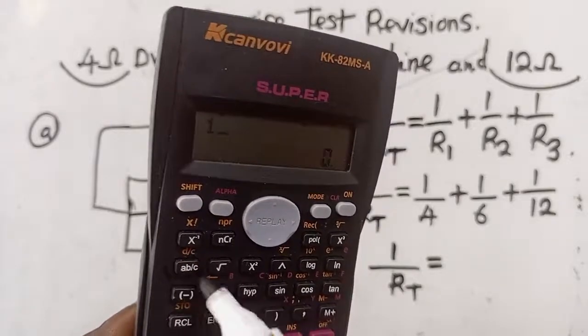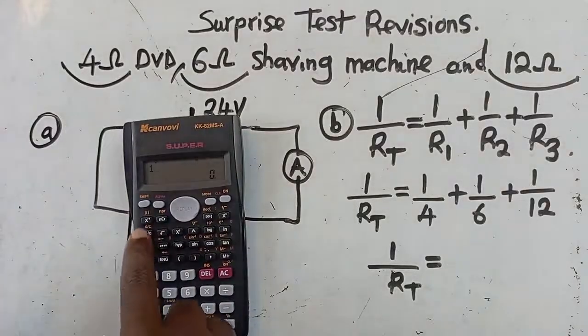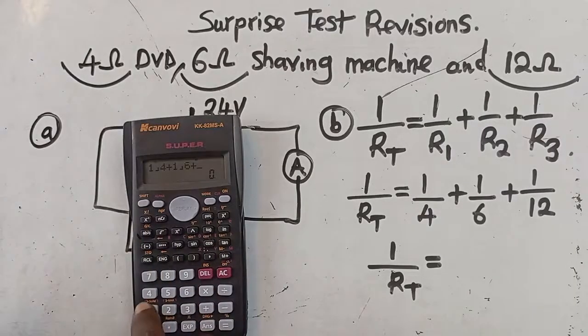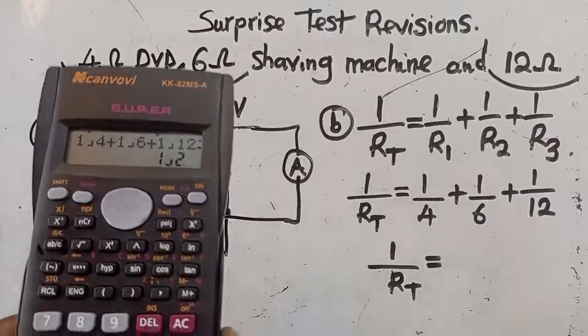This one that is here. So what I'm going to do, I say 1 over what? 1 over 4 plus 1 over 6 plus 1 over 12. What is the answer? The answer is 1 over 2. Have you seen? I'm getting 1 over 2.